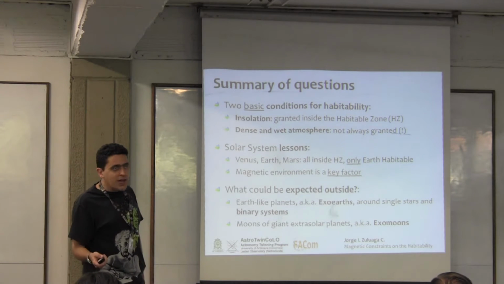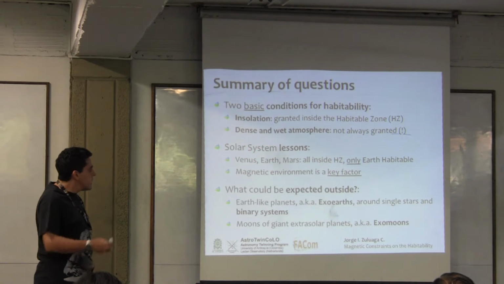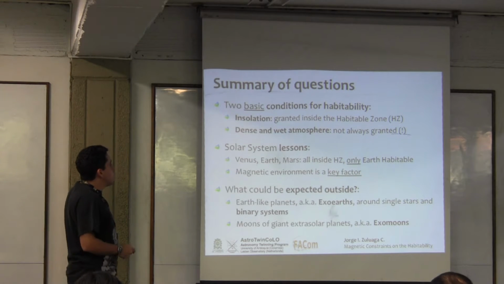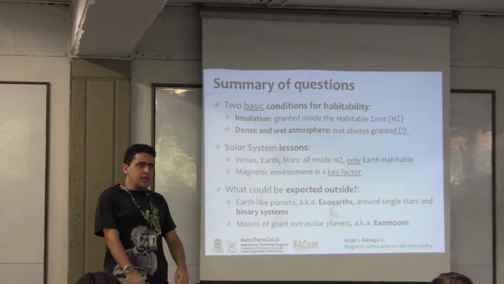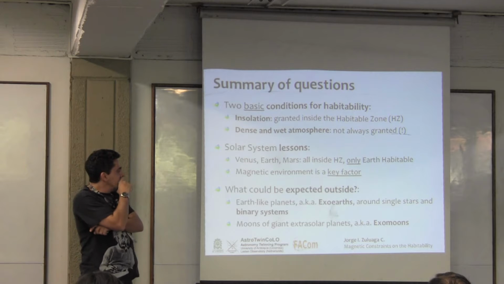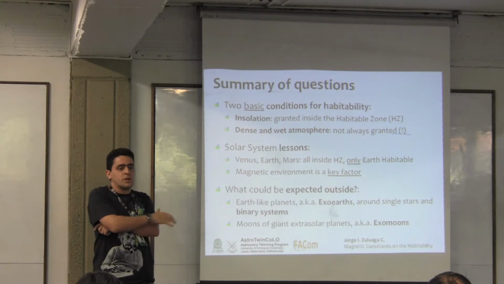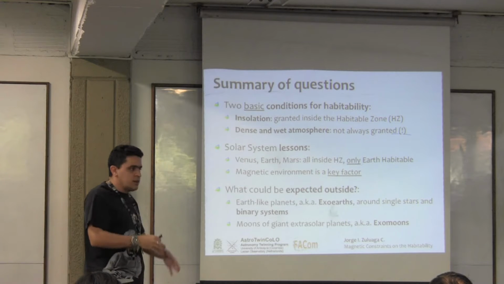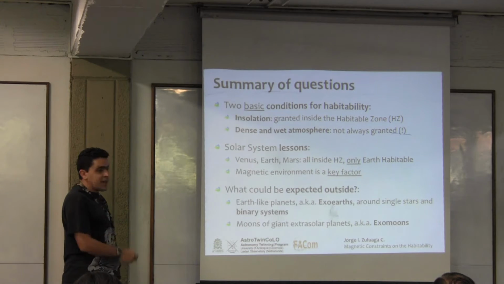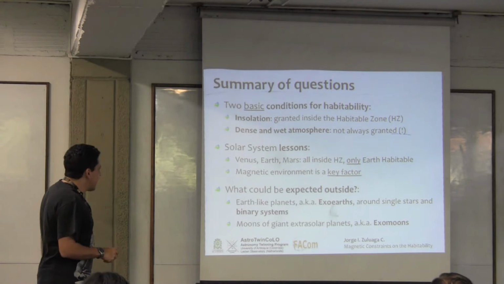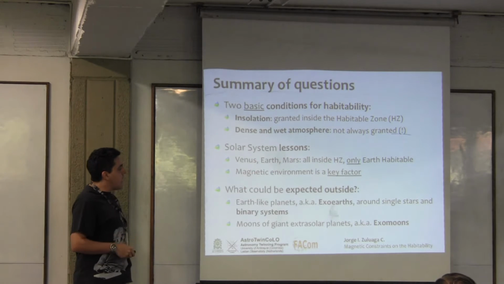The solar system has taught us several lessons about habitability and its relationship with magnetic fields. For example, as you for sure know, Venus, Earth, and Mars are actually inside the habitable zone of the sun. So these three planets are habitable from the insolation point of view. Of course, the habitable zone has very different definitions. In some definitions, Venus is out, Mars is out, and even in some, Earth is out. So we use an optimistic definition of the habitable zone. The three of them are habitable.